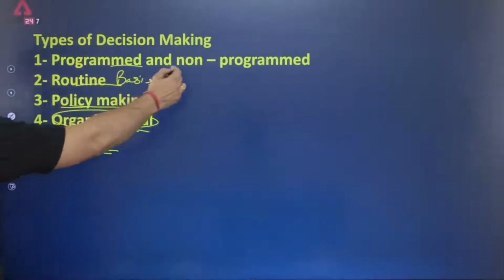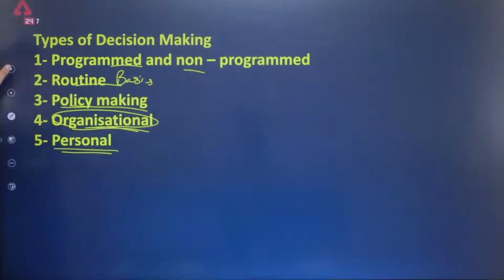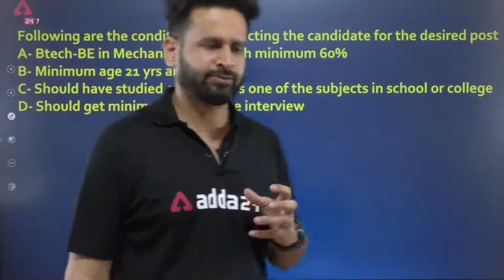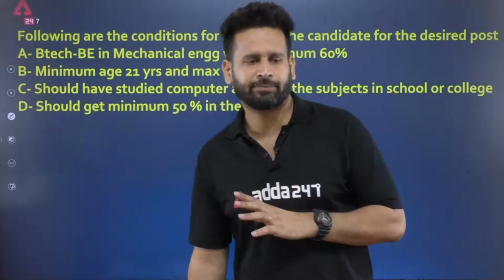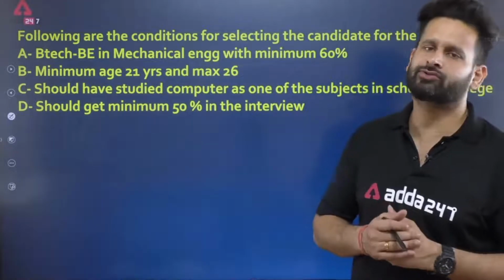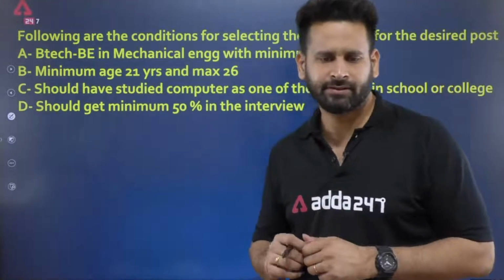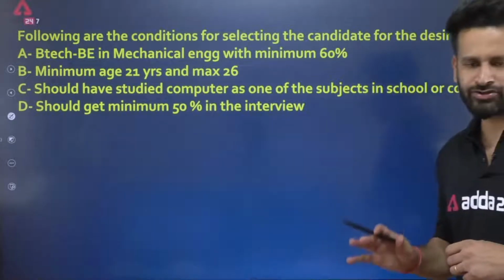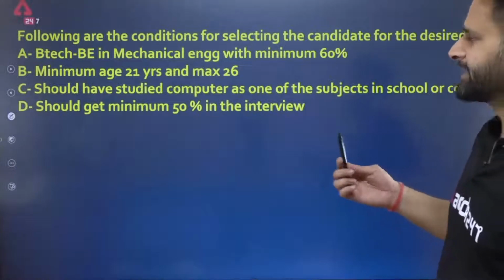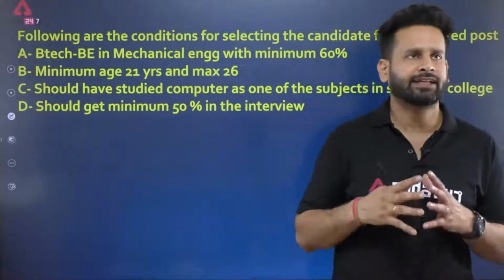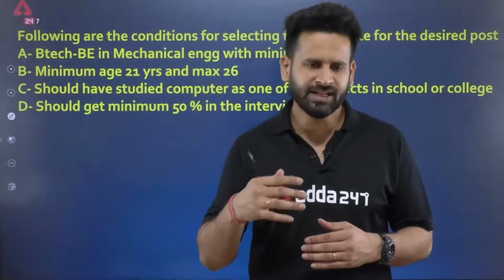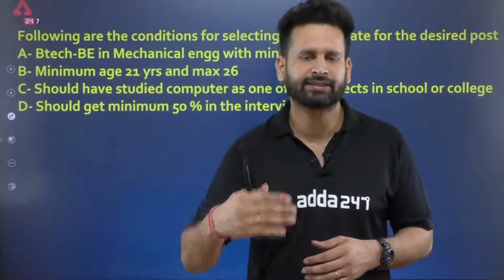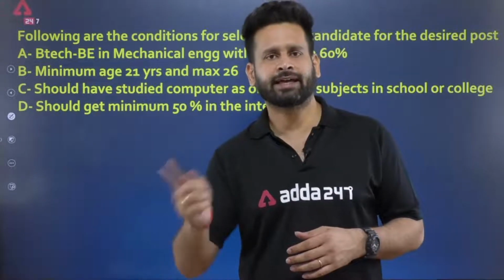Routine, programmable, non-programmable, these are the major types of decision making. Now I have brought some examples also. For example, this is one conditional based question. Let's have a look at this question. It is just a sample question for your reference. There are certain conditions laid down by the hiring organization, that these parameters should be fulfilled, then only we will hire a candidate.